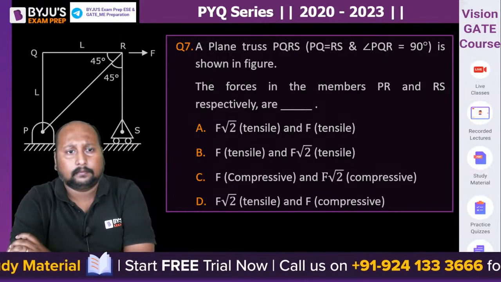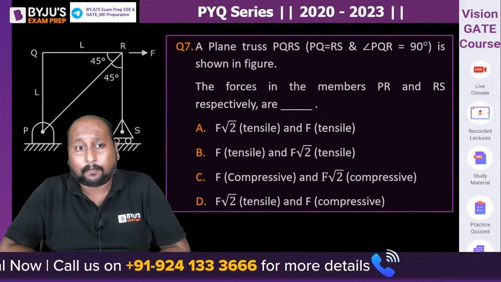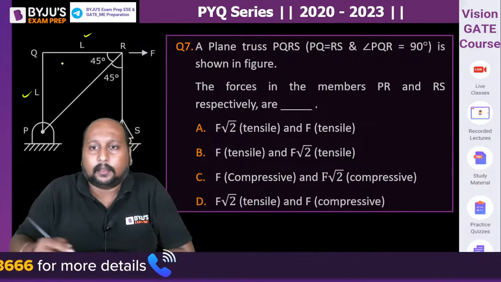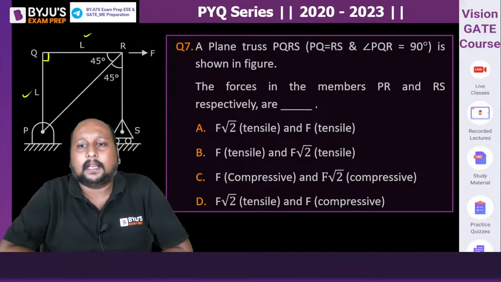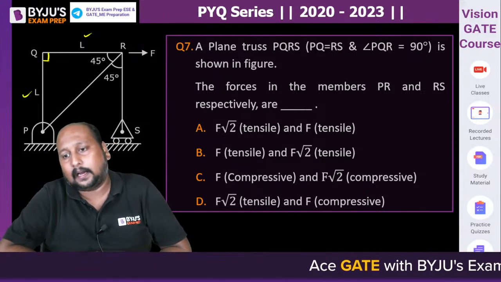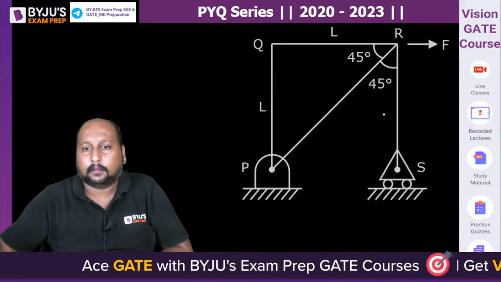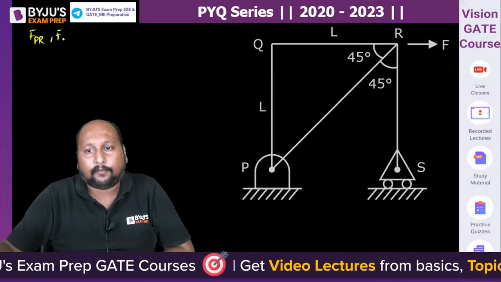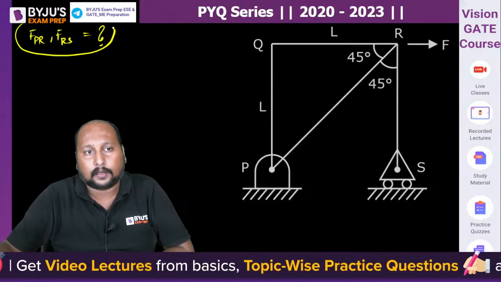Very easy. Question: a plane truss PQRS, where PQ is equal to RS, both having length L. PQR is a 90-degree angle. They're asking what is the force in the members PR and RS. FPR and FRS. You have to calculate the force in both of these members.